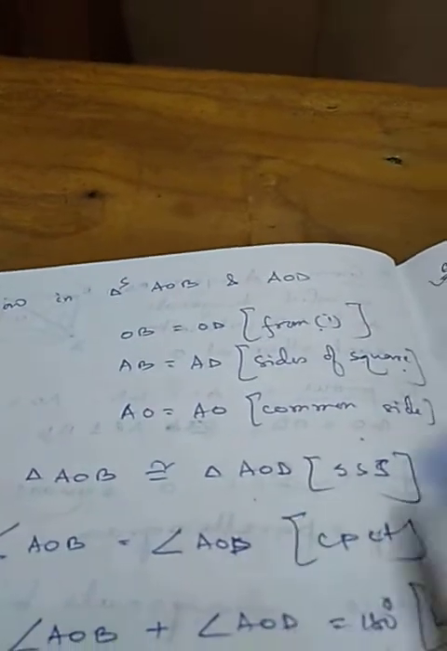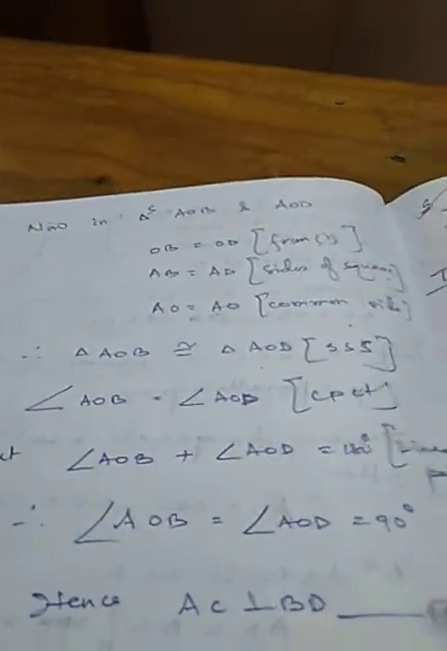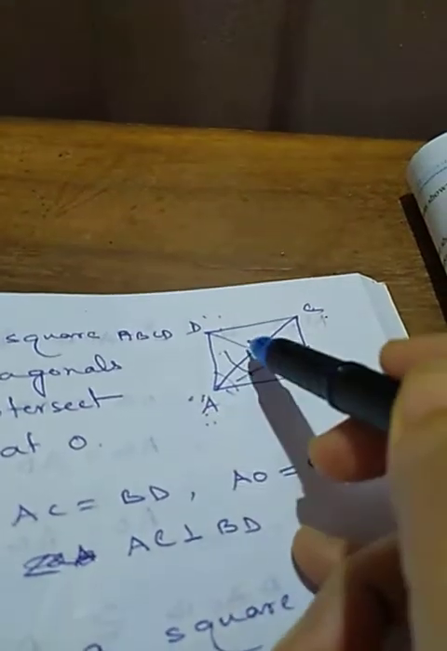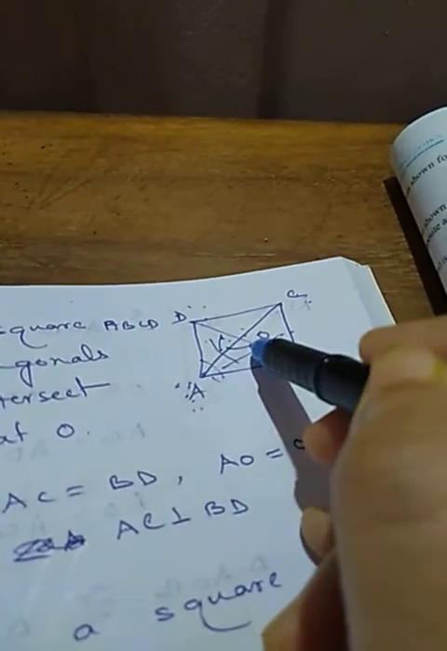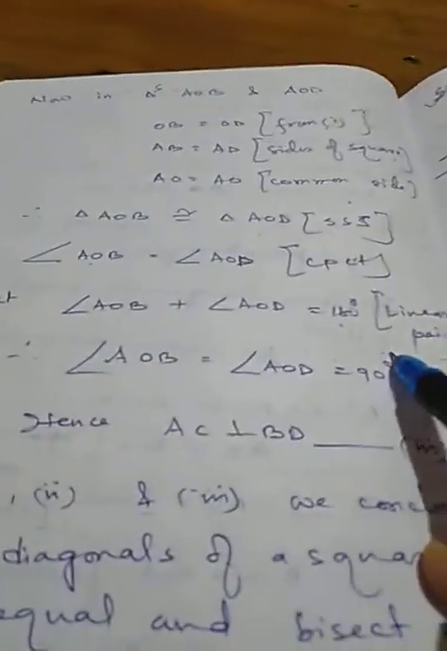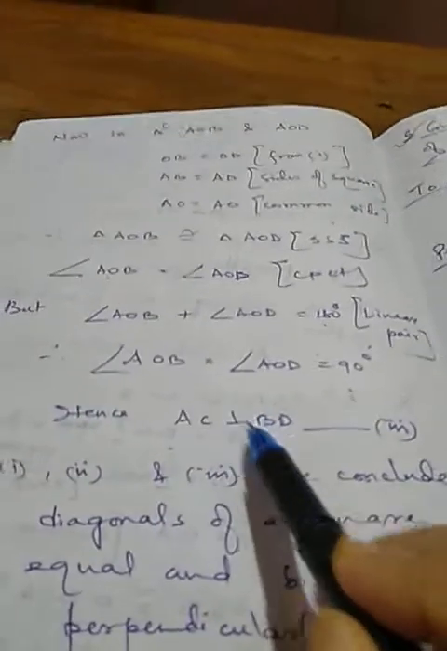Therefore these two triangles are congruent, and in that way we have proved that angle AOB equals angle AOD with the help of CPCT. That means these two angles are equal. But you see it is a linear pair. The sum of these two angles equals 180 degrees because they are a linear pair. So each of them equals 90 degrees. Hence you can write that AC is perpendicular to BD.